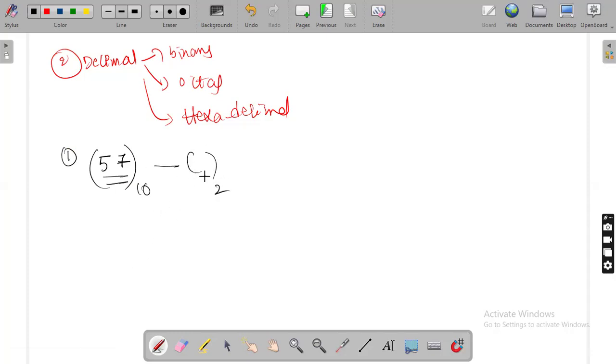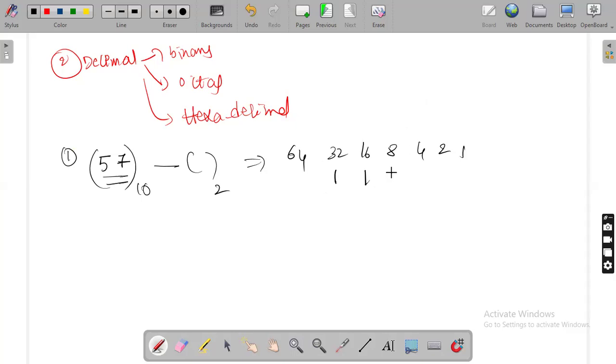Binary means base 2. How to convert? For writing the binary, which style does decimal follow? Powers of 2: 1, 2, 4, 8, 16, 32, 64. What is the nearest number to 57? 32. In 57 you spent 32. How much is left? 57 minus 32, which is 25. What is the nearest number to 25? 16. So you spent 16 in 25. So 25 minus 16, how much is left? 9.